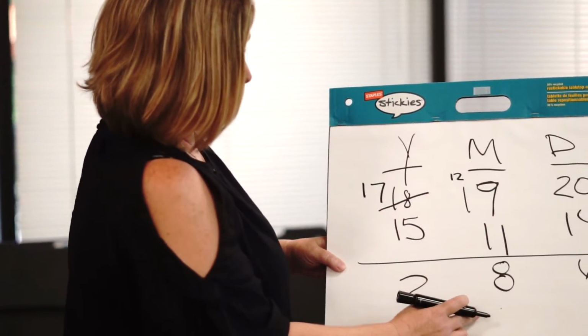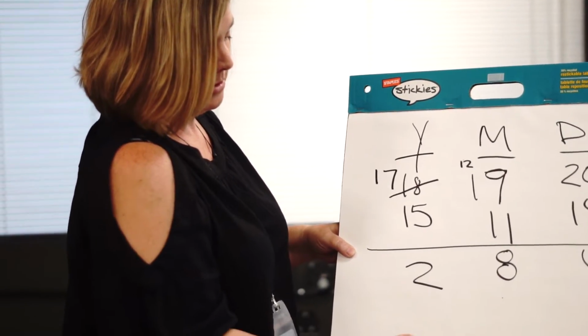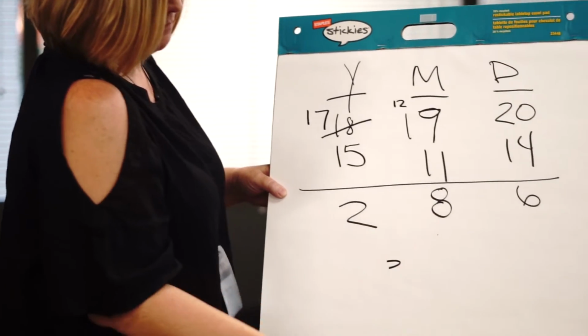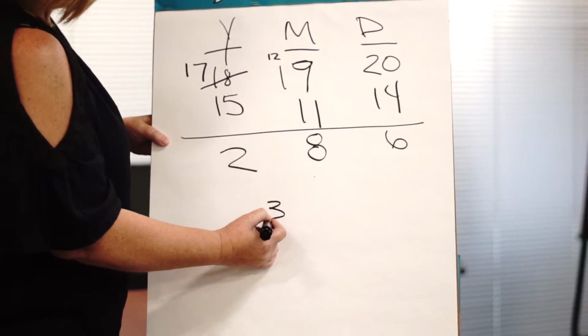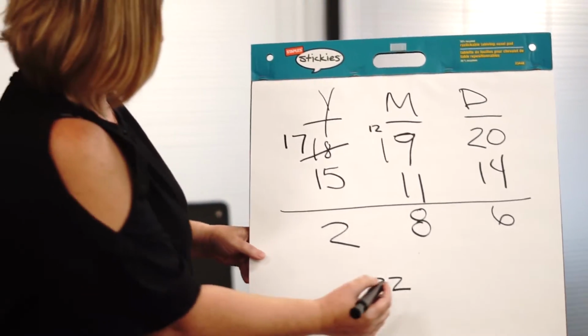So we're going to convert this to months. Because everything's in months, this child will be 32 months. Okay?